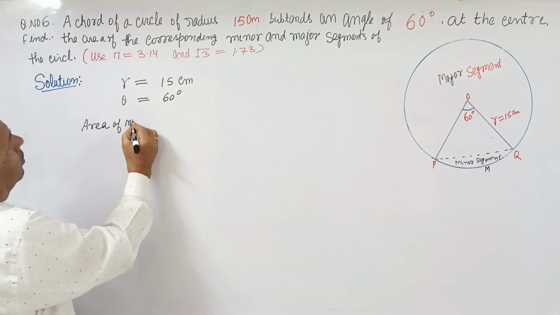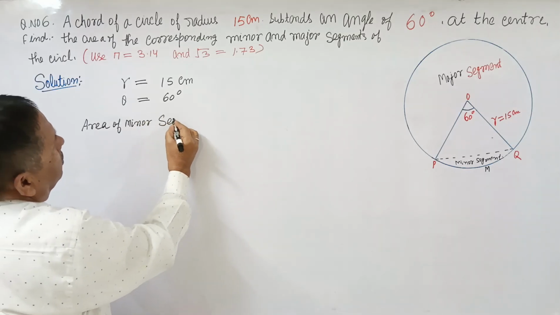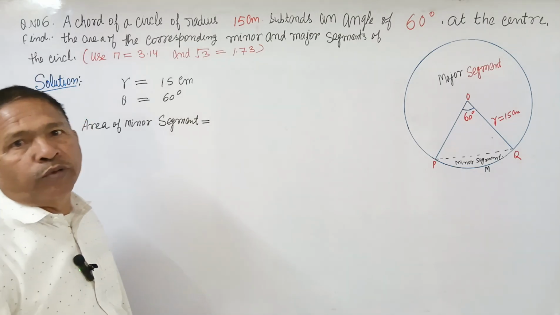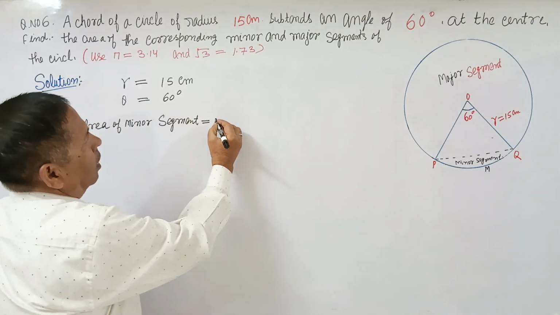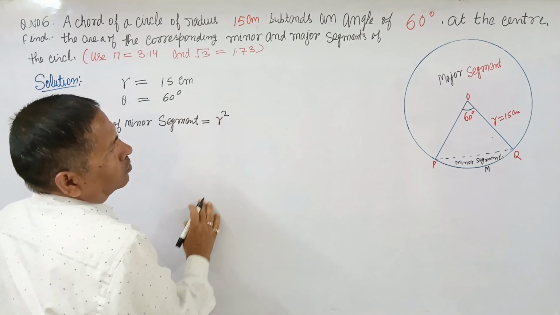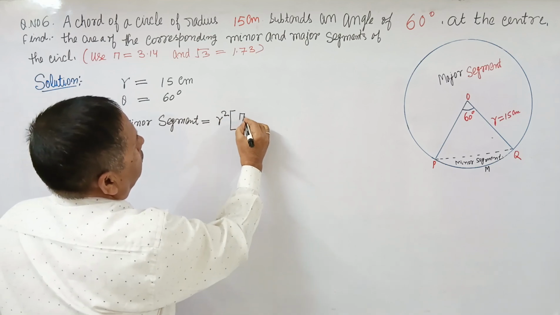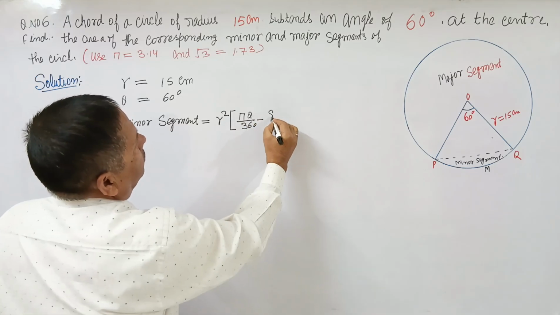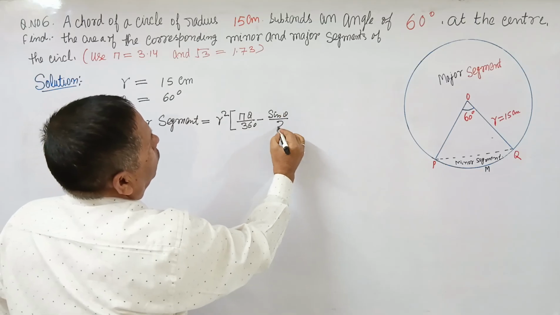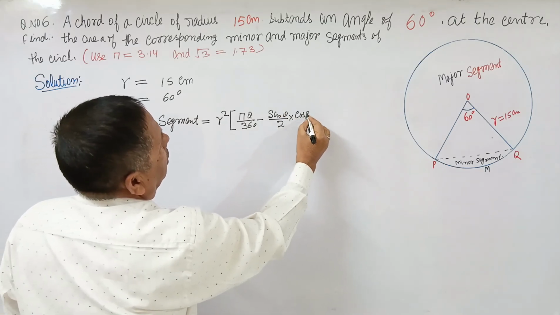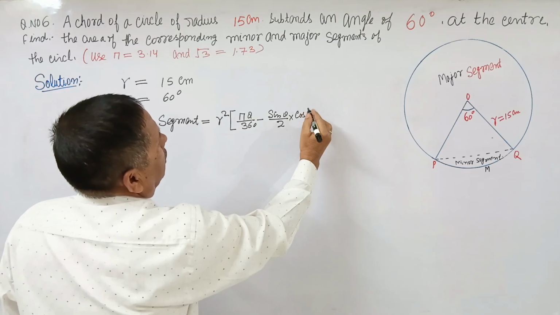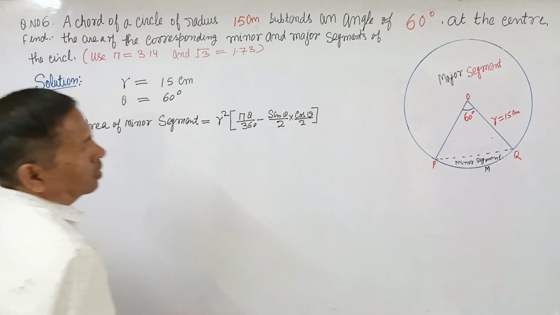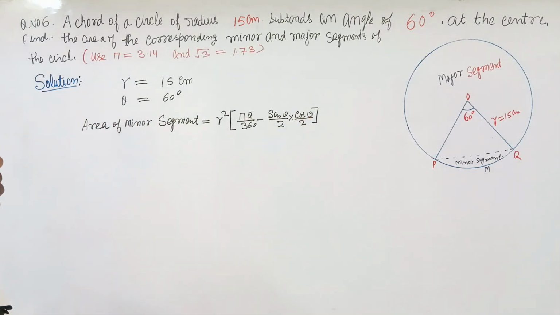So I will write area of minor segment. That is the formula we have to use: r square into pi theta upon 360 minus sin theta upon 2 into cos theta upon 2. So this will be the formula to calculate the value of the minor segment.